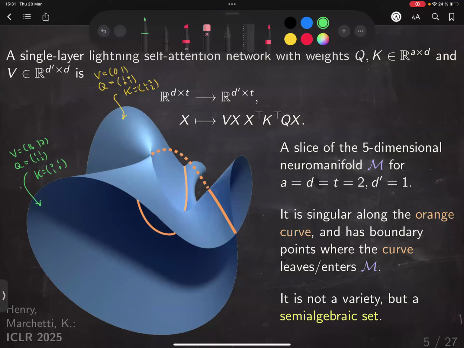So each point is such a cubic matrix function, but they differ by plugging in different concrete choices of V, Q, and K. Yes, that's how I want to think of this. And so if you train a network, you would want to learn V, K, and Q with gradient descent, for instance.